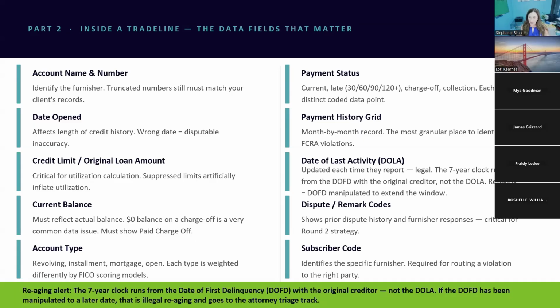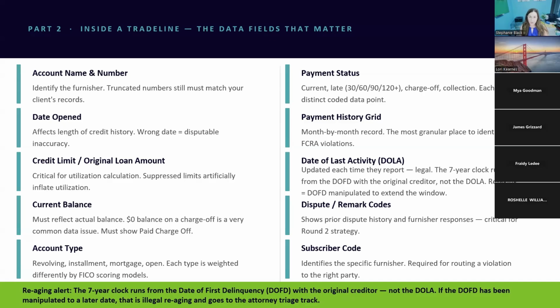This requires a lot of talking about so that you understand what you're actually looking at. Number 1, account name and number. These are just what it says. The who owns the account and the number that's associated with it. It should match. Date opened. This definitely affects the length of credit history on a credit report. So you do want to pay attention to this date because you can dispute it if it's incorrect.